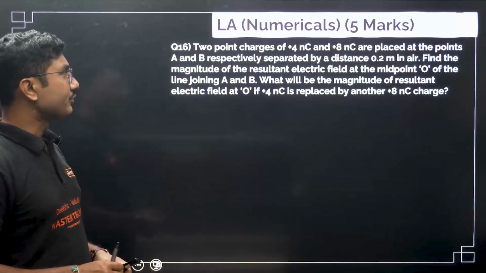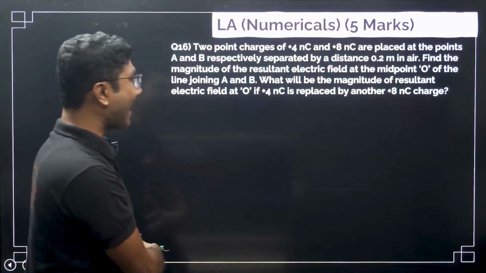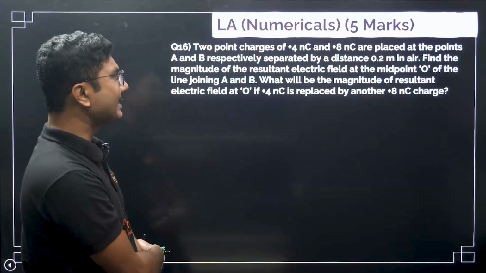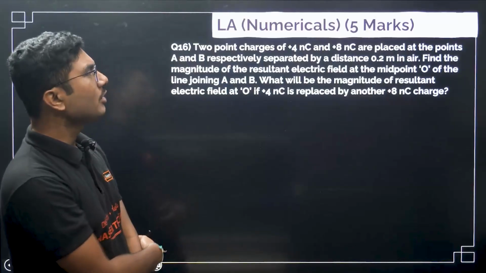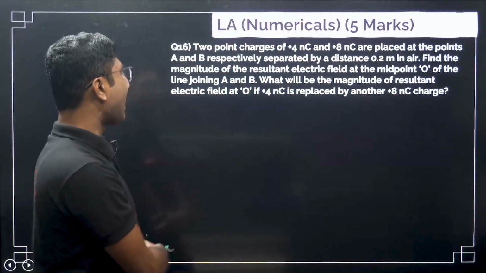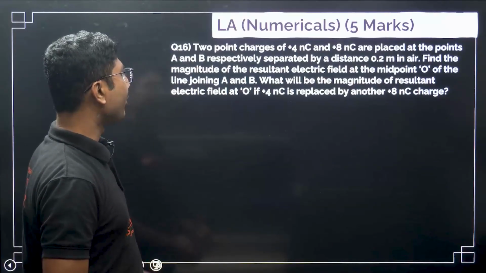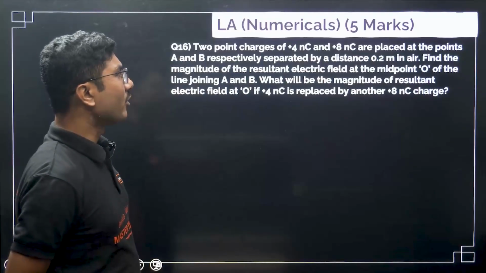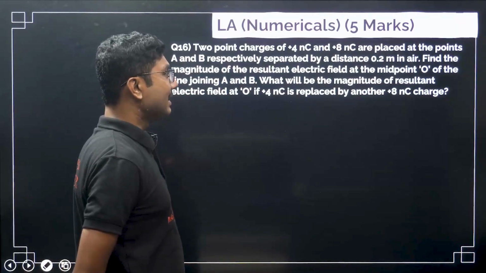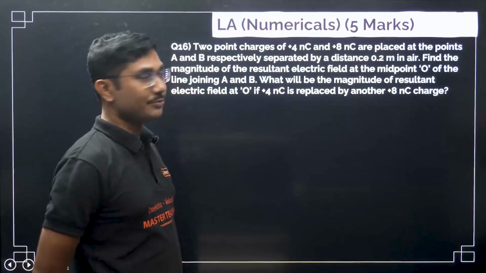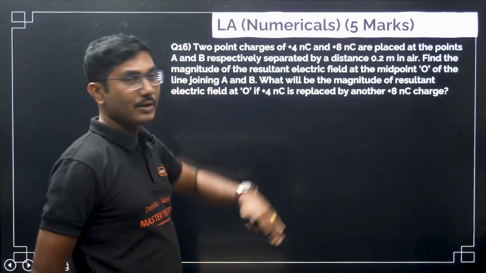Now it is time for us to solve numerical questions. Two point charges, plus 4 nanocoulomb and plus 8 nanocoulomb, are placed at the points A and B respectively, separated by a distance 0.2 meter in air. Find the magnitude of the resultant electric field at the midpoint O of the line joining A and B. What will be the magnitude of the resultant electric field at O if plus 4 nanocoulomb is replaced by another plus 8 nanocoulomb charge? So the first question is similar to one we have solved, only they have added one more part to it.